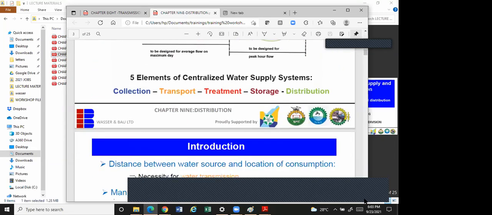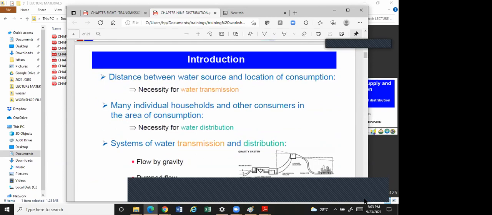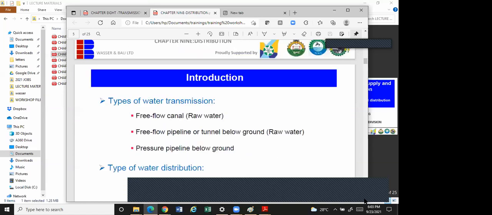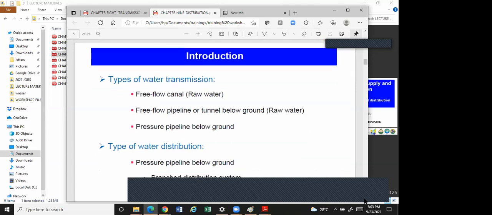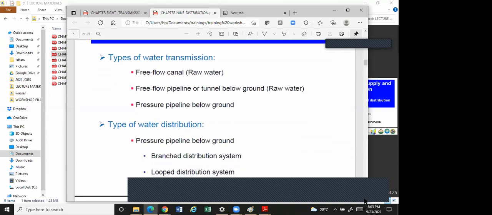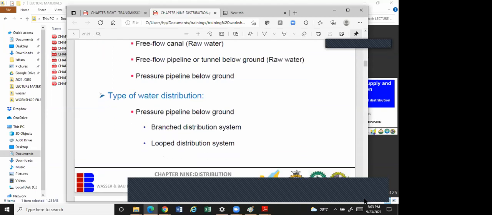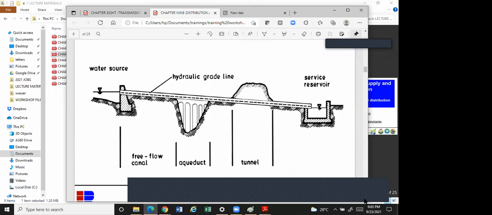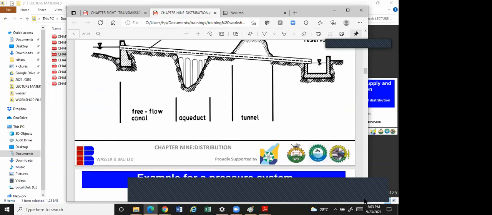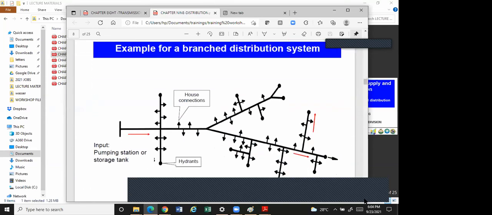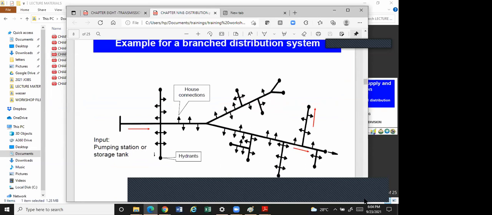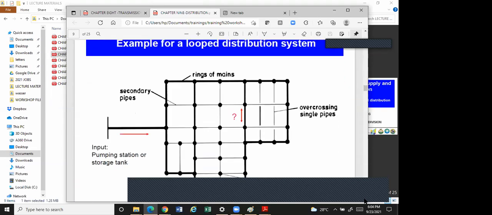So chapter 9 is this. Chapter 9 is something we can read and understand. Your distribution can be either by gravity or by pump. Then transmission can use different methods. Types of distribution: you have the branch system and the loop system. Pressure pipe below ground level can come in two forms, a branch system or a loop system. You can look at this, and it's self-explanatory. This is what a branch system looks like, and this is what a loop system looks like.